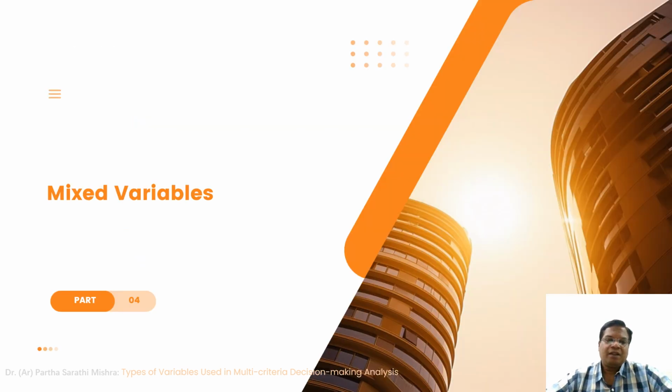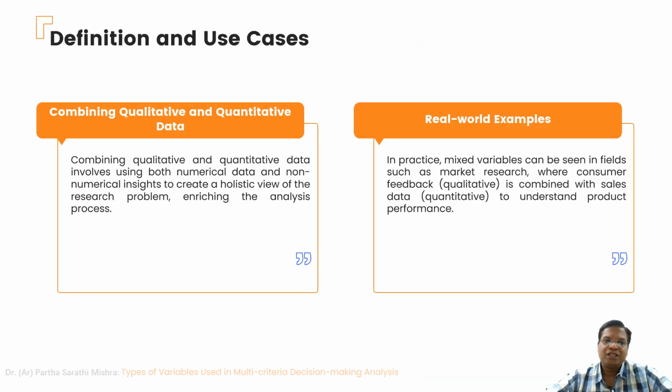So again, we have mixed variables. Mixed variables, here we have a combination of both qualitative and quantitative data as well as real world examples. So combining qualitative and quantitative data in MCDM, we can do both things. It involves both numerical data and non-numerical insights to create a holistic view of the problem, enriching the analysis.